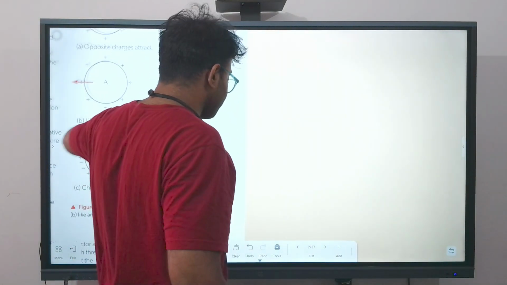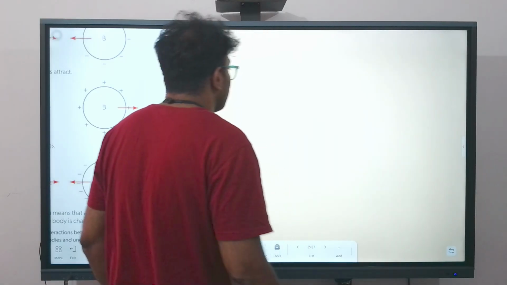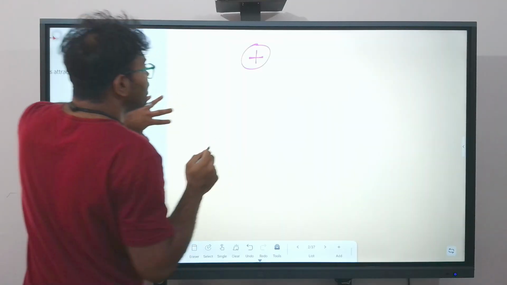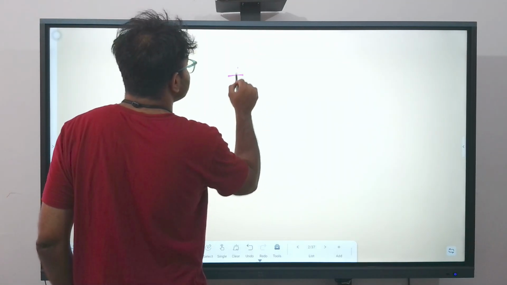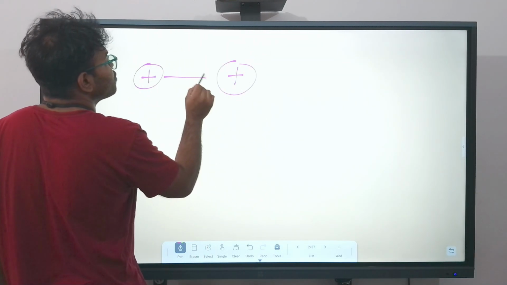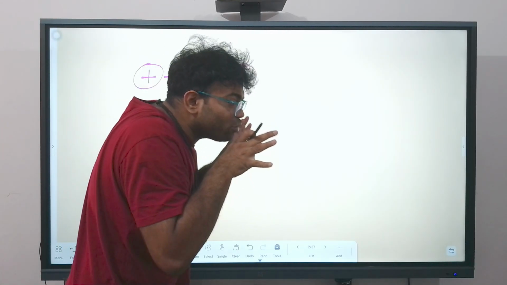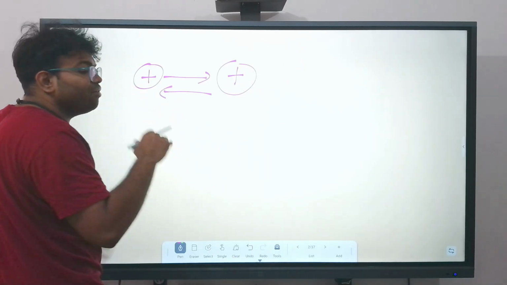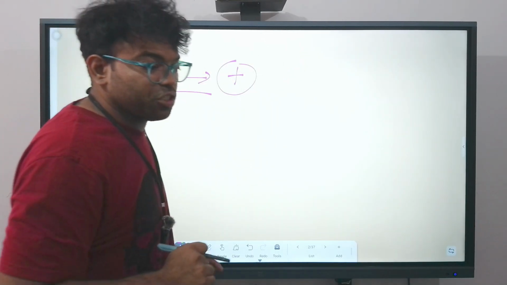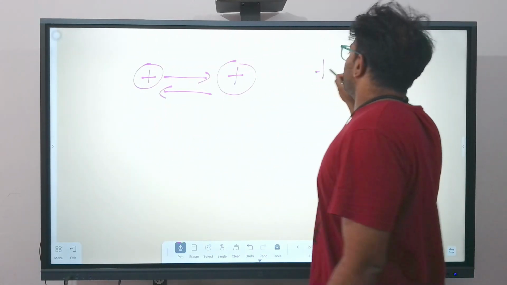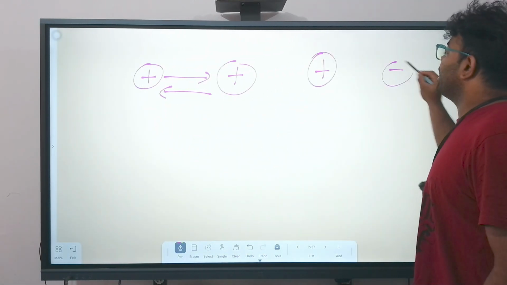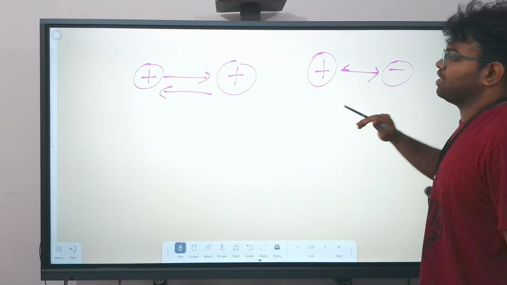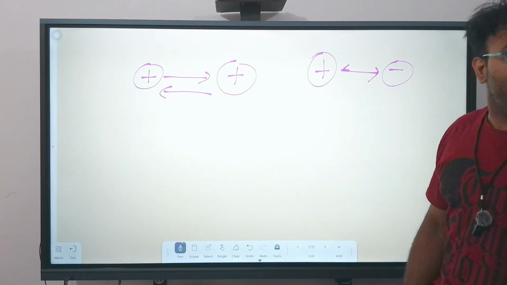We all know that if you have a positive charge here and a positive charge here, this positive charge will try to shove that positive charge in this direction, and that one will shove this one in the other direction. We also know that a positive charge and a negative charge will try to attract each other.